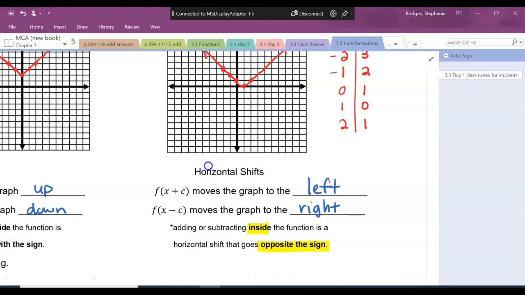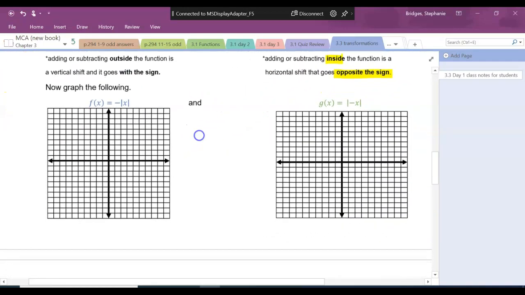Okay, what I would like for you to do is do the same thing for the next two graphs. Use your T-chart. Pick the same 5 values, -2, -1, 0, 1, and 2. Plug those in. Let's graph them and see what happens to these. On this one, I have a negative in front of my absolute value, and then I have a negative inside of my absolute value. So what we want to do is see what happens to these. So if you will, take just a couple minutes, choose your 5 values, plug those in, simplify it out. And let's take a look and see what happens to our graph.